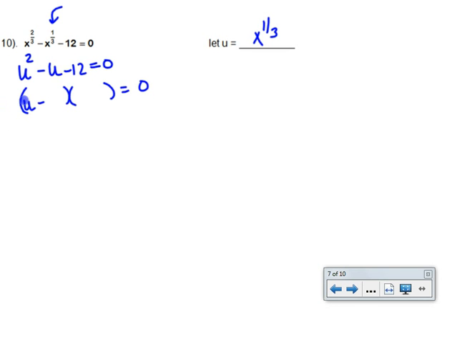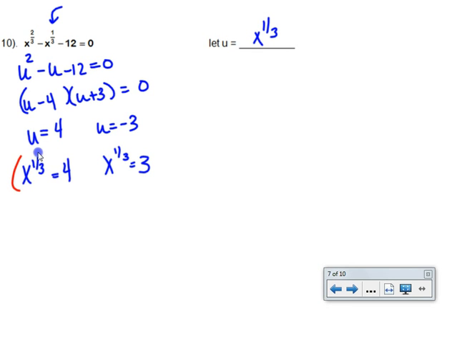And I get U minus 4, U plus 3. So officially, my answers are U equals 4 and U equals negative 3. However, U is not U. U is really an x to the 1/3 power. Okay, so to solve an equation with x to the 1/3, you're supposed to raise it to the reciprocal power on both sides. So 1/3 reciprocal is 3 over 1, or 3.